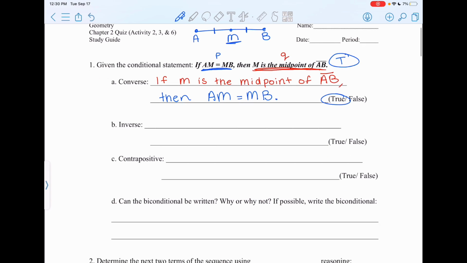Now let's write the inverse. To write the inverse, I keep the order of the original the same. So I am going to do blue and then red. But for the inverse, I negate. So I'm going to do the opposite of what it says. So if AM does not equal MB, then M is not the midpoint of AB.